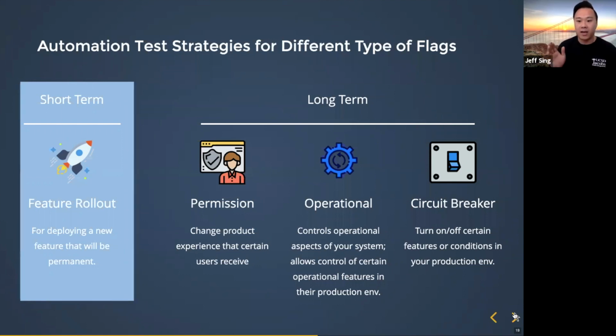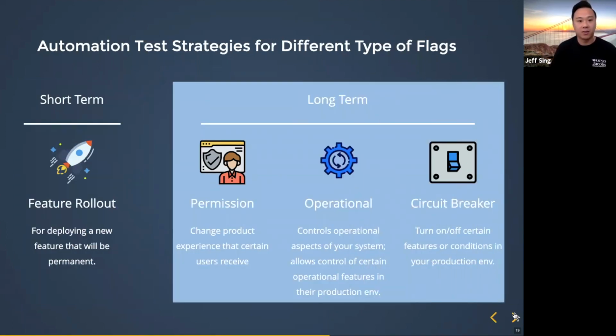On the other hand, we have our long-term feature flags. These are feature flags that will always be in our code base. We're not going to remove these because they are doing some kind of action for us that we need. The three here I have are permission, operational, and circuit breaker.